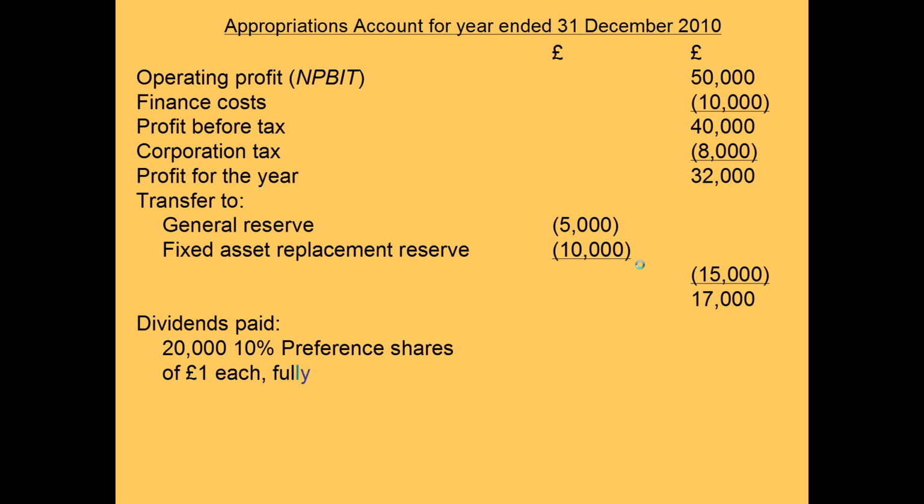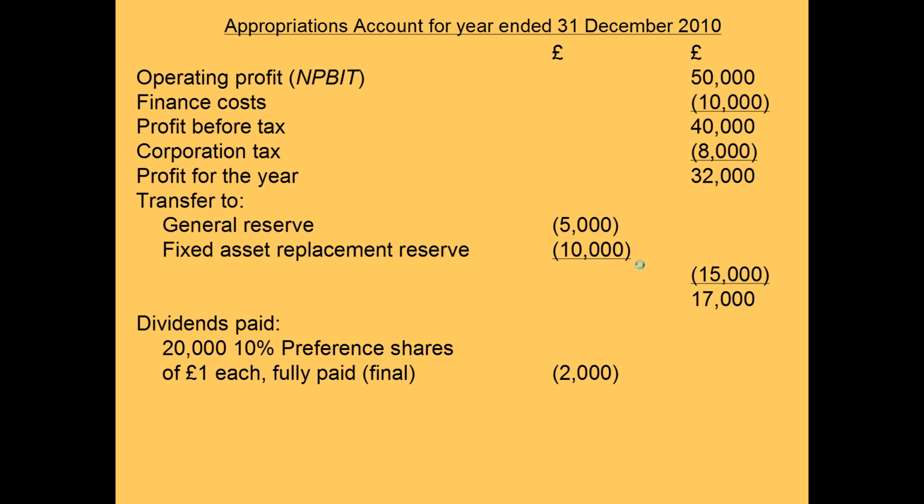Preference shareholders, again, this is AS work, because this is an AS topic, preference shareholders know in advance the dividend they're going to get. In total, this is 20,000, 10% preference shares, so it's £1 times 20,000, £20,000. 10% of that is £2,000.